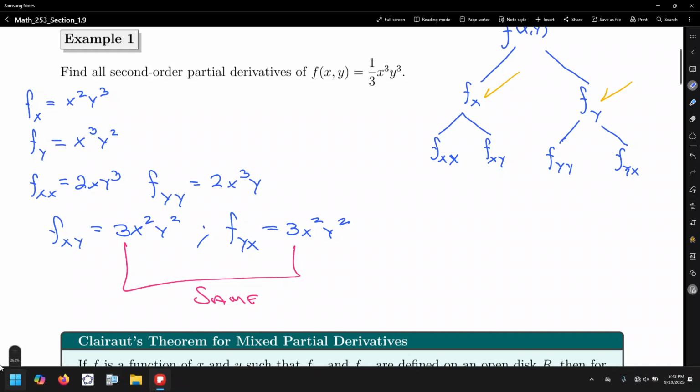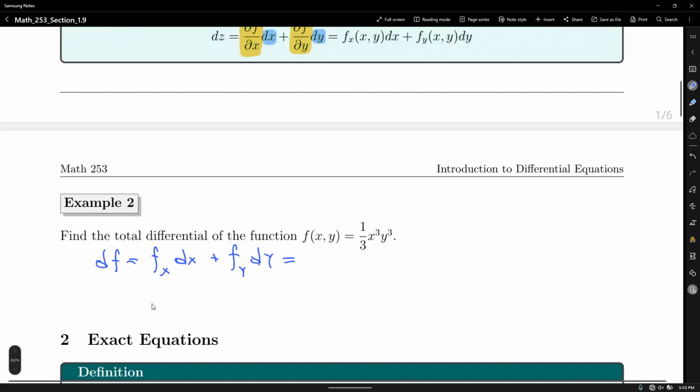All right? So, let's simply substitute: df equals x squared y cubed dx plus x cubed y squared dy. In this case, we call it the total differential because we're not just taking the differential with respect to x, we're also including the differential with respect to y. That's why we call it the total differential, considering all variables.